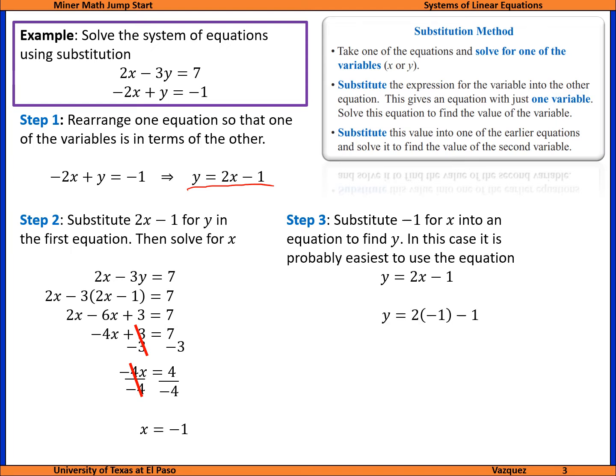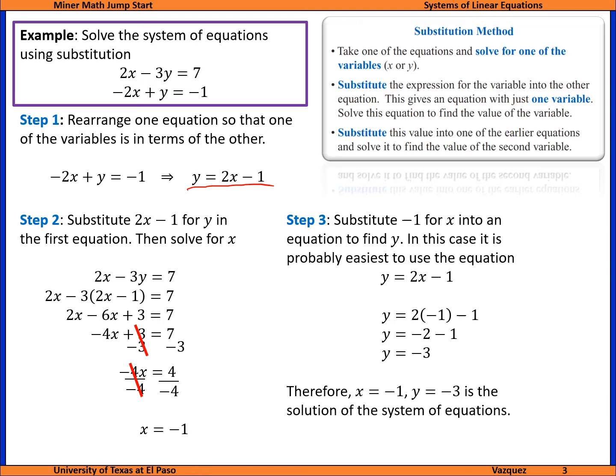So in this case, what would that look like? Well, if we put negative 1 instead of x, we're going to multiply 2 times negative 1 minus 1. So that is negative 2 minus 1. And negative 2 minus 1 is just negative 3. So y is negative 3. And there it is. We have our x and our y. Therefore, that is the solution to the system of equations.